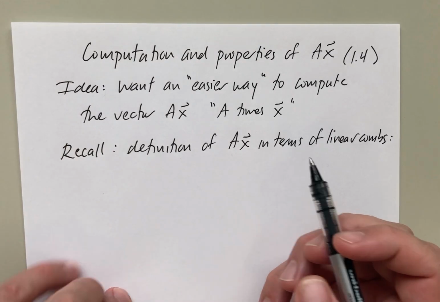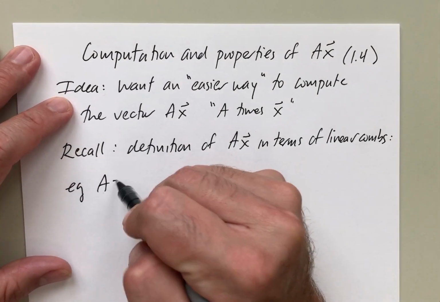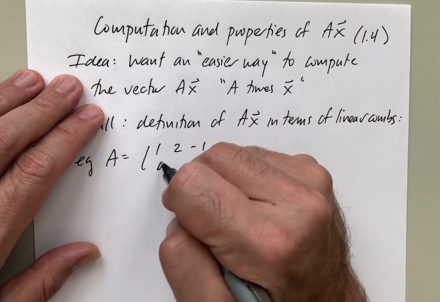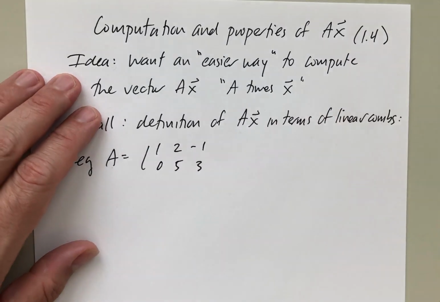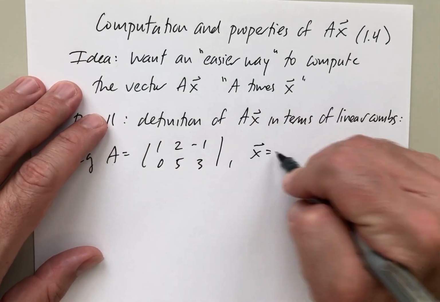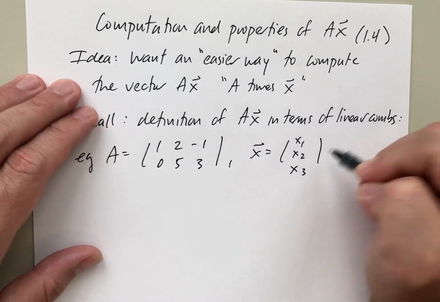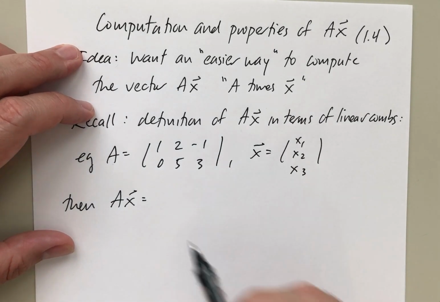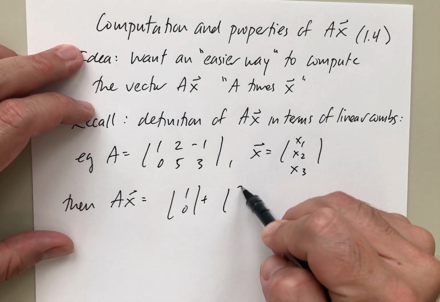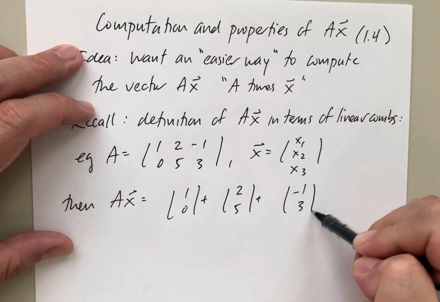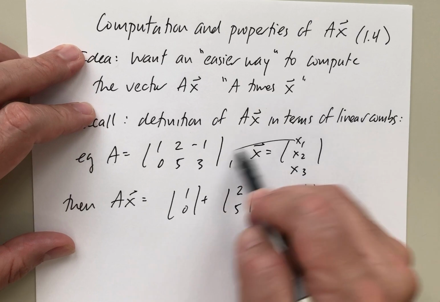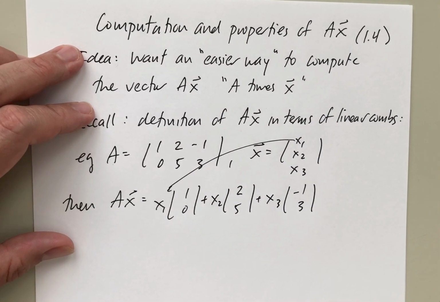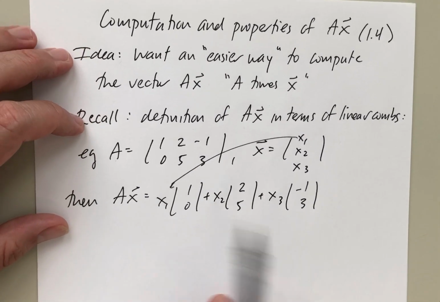Okay, so let me do this with an example. For example, if A is 1, 2, minus 1, 0, 5, 3. Let's take x to be just a general x1, x2, x3. Then what is A times x? By definition, we take the columns of A, write down the columns of A, and then I'm going to make a linear combination where I take the weights as the entries of the vector x. So those weights are given by the entries of x, and this is my definition of A times x.